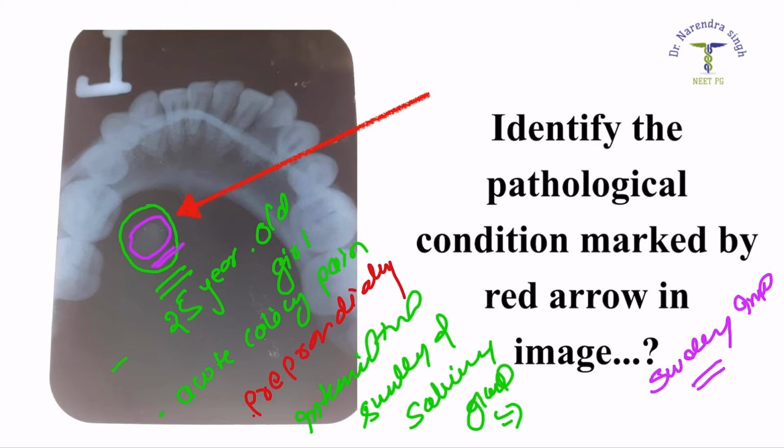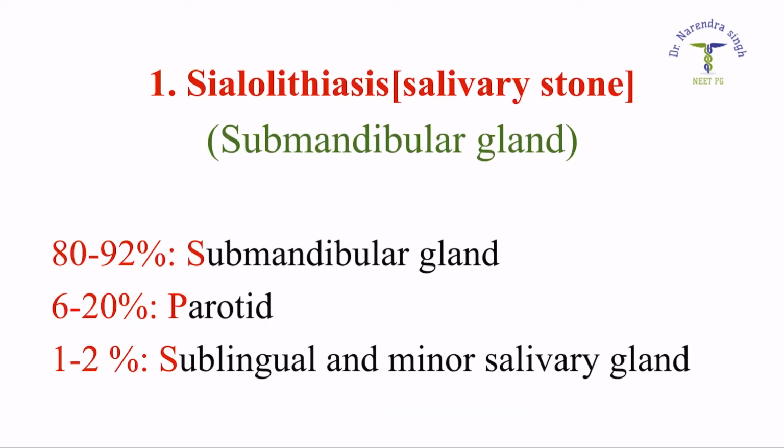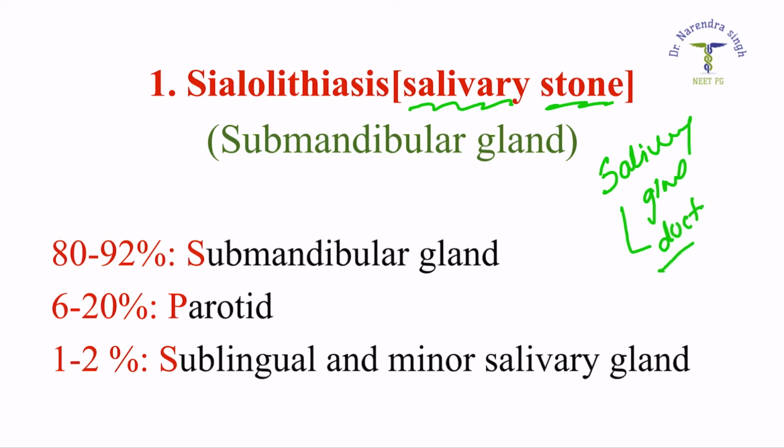So the most probable diagnosis for this is Sialolithiasis, which is also known as salivary stone. The stone is in the salivary gland, and actually it is in the salivary gland duct. That's why it's known as Sialolithiasis. The most common gland involved is the submandibular gland, and this is the duct of the submandibular gland.